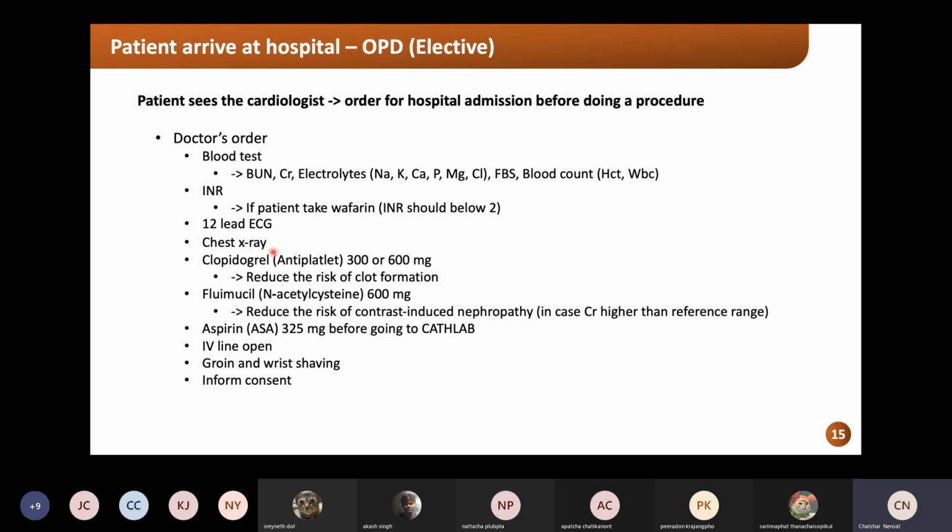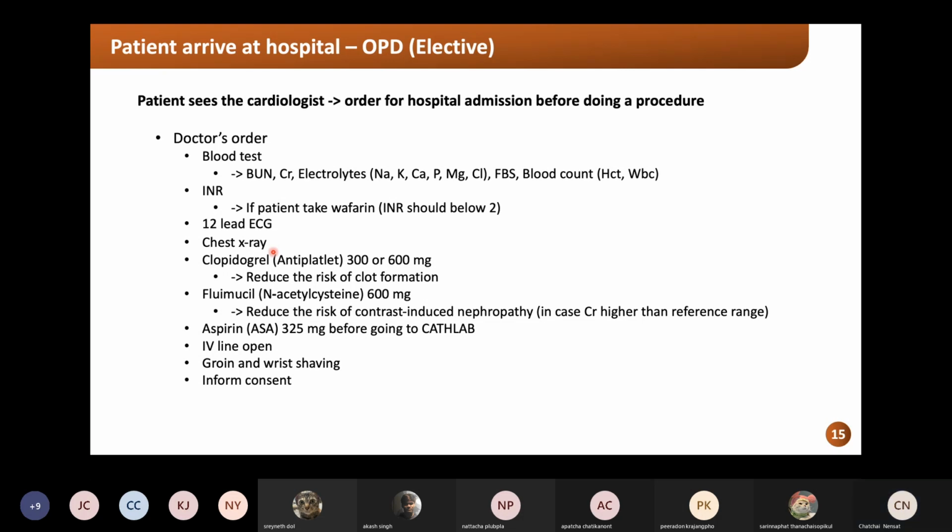And aspirin is also one of the antiplatelets, right? But it has a slightly different action when compared to clopidogrel. And aspirin is considered to be given to the patient as well before doing the procedure in the cath lab.